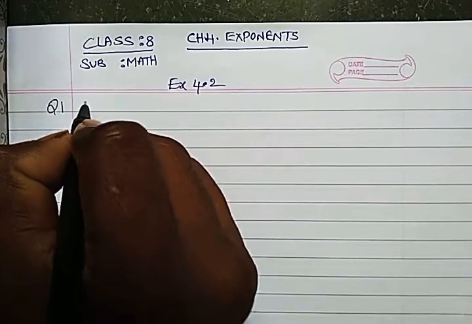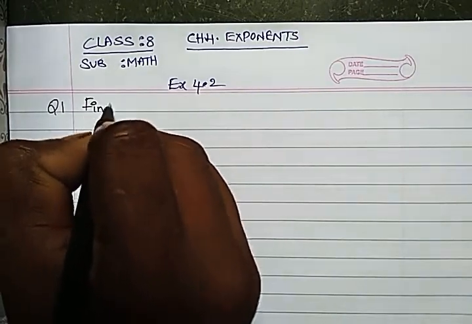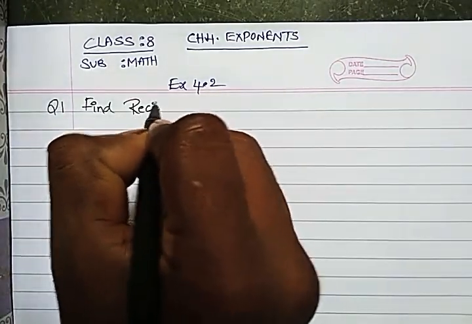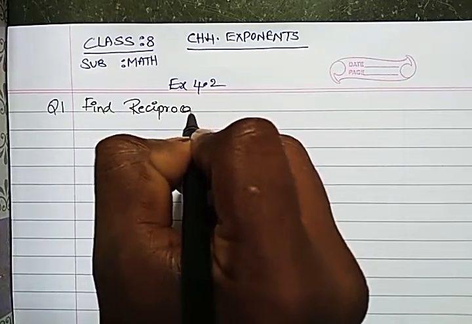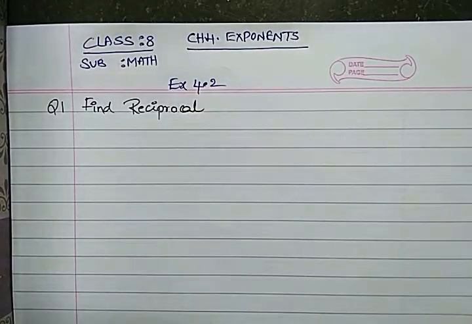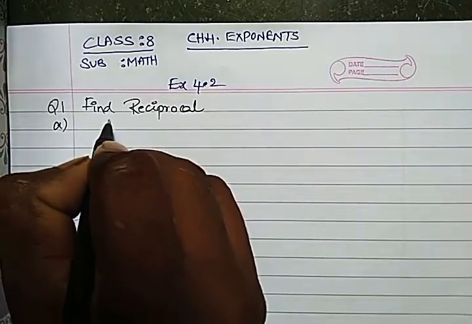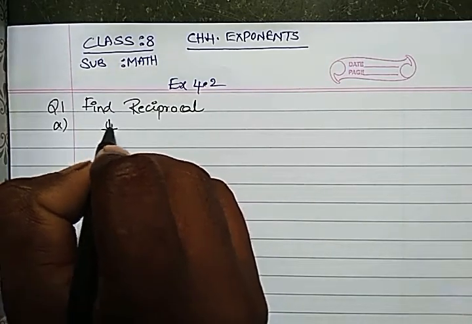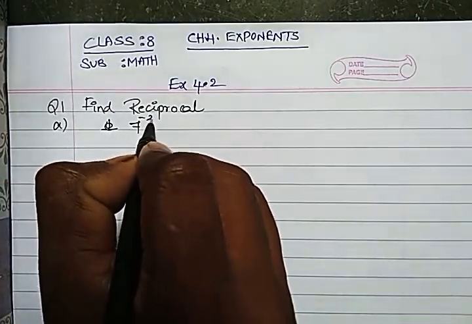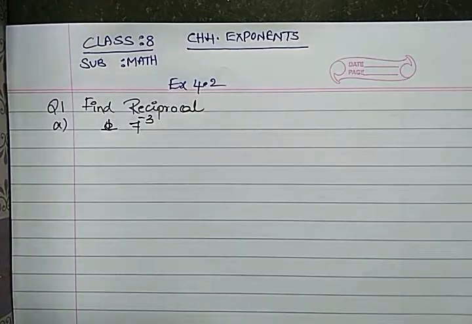So question number 1 is find the reciprocal. In the previous classes I explained what is meant by reciprocal and what are the laws of exponents. So question number 1a, 1 by 7, it is 7 power minus 3. This is the given one.